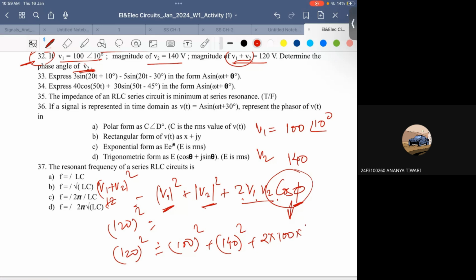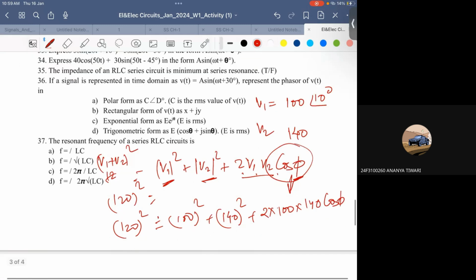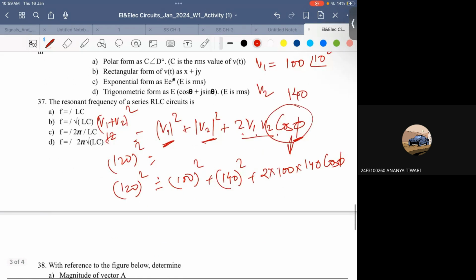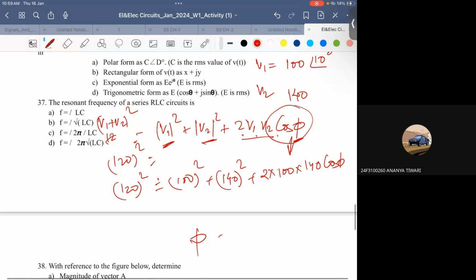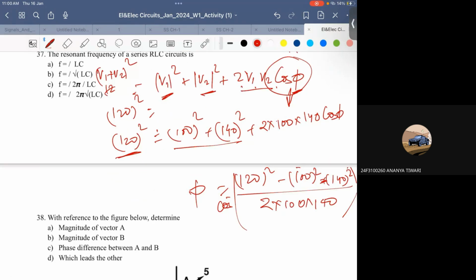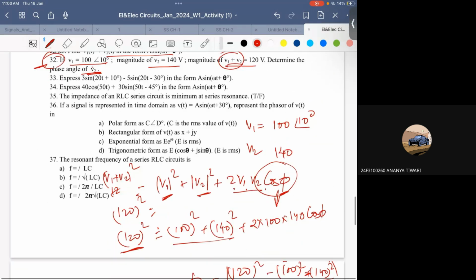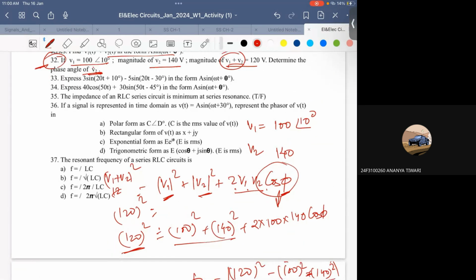Phi will be whatever value you get: 120 whole square minus all these things, 100 whole square plus 140 whole square, upon 2 times 100 times 140. This is cos inverse of this value. Whatever phi you get, that will be the phase difference. Is it clear? I guess this is just calculation, not much concept, right? Okay. What about the next problem?